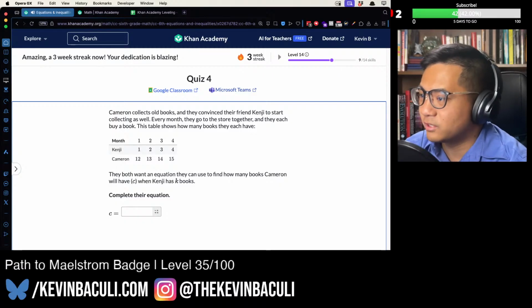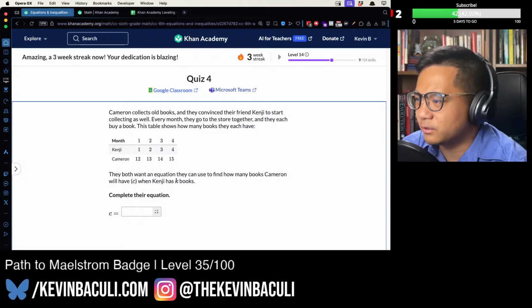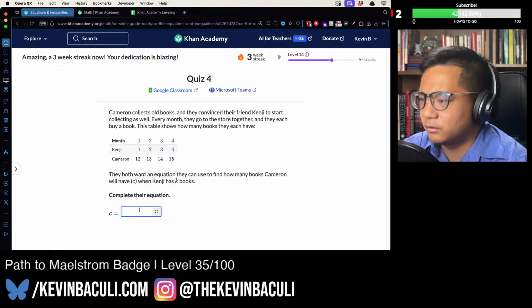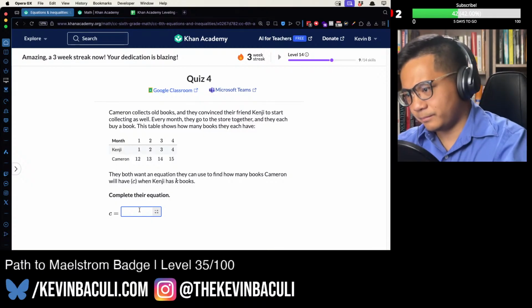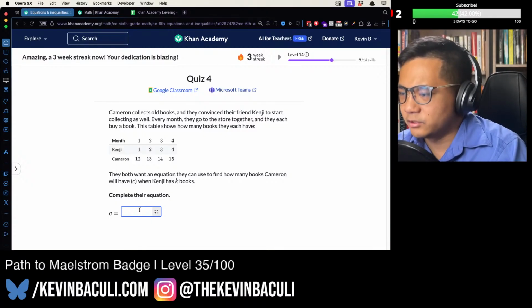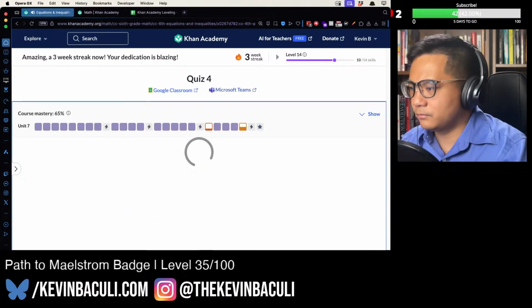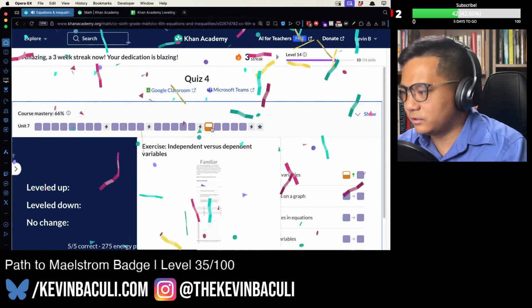Cameron collects old books, and they convince their friend Kenji to start collecting as well. Every month they go to the store together and they each buy a book. This table shows how many books they each have. They both want an equation that can find how many books Cameron will have when Kenji has K books. When Kenji has a book, just add 11. Oh, God.